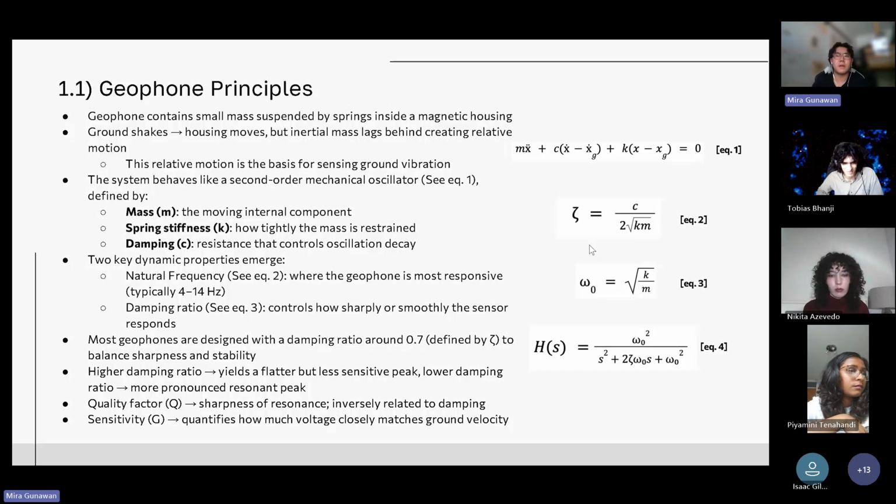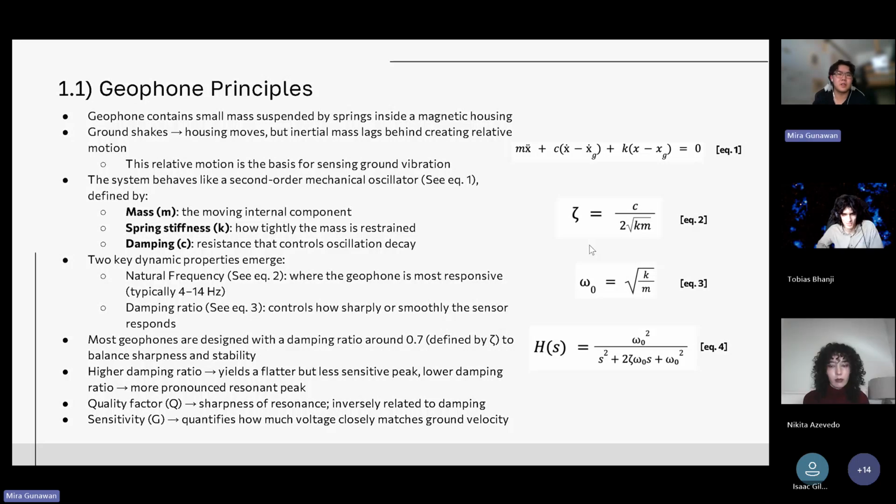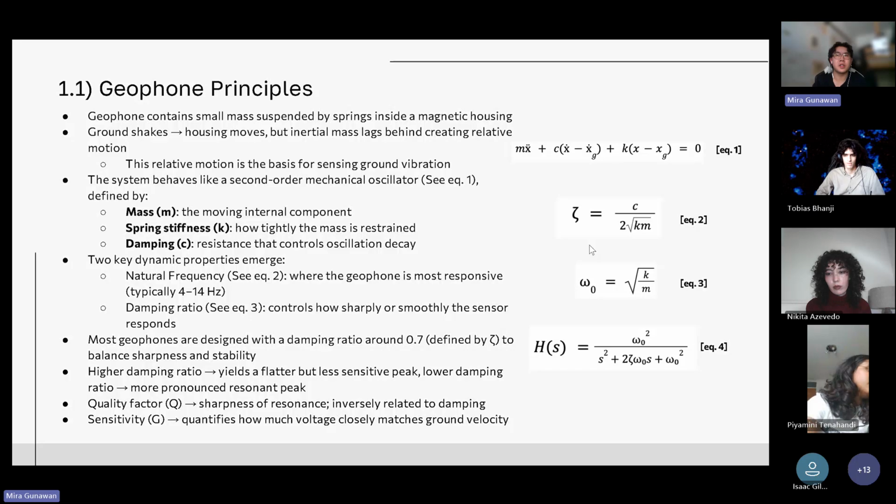Most manufacturers aim for zeta approximately equal to 0.7, which balances sensitivity and stability. We also consider the quality factor and the sensitivity, which for an SM6 geophone is about 28.8 volts per meter per second. Above that resonant frequency, the coil moves a little and the output closely follows ground velocity. Below the baseline frequency, the sensitivity falls off sharply, rolling off at roughly f to the power of minus 2 in displacement, or 1 divided by the frequency in acceleration.